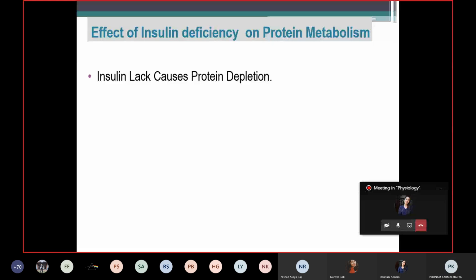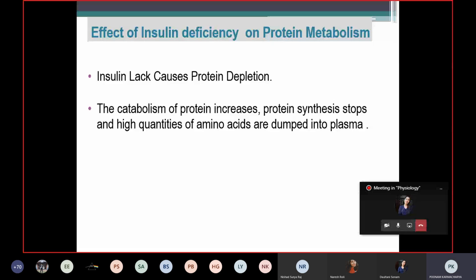Remember, because of insulin, the catabolism of protein was inhibited. But when insulin is not present, there will be catabolism of protein. There will be stoppage of protein synthesis, and high quantities of amino acids are dumped into plasma. Okay, so there is catabolism of protein, and protein synthesis is being stopped.